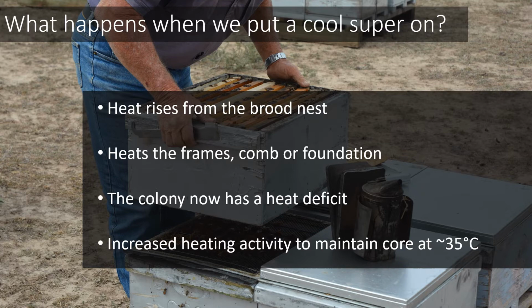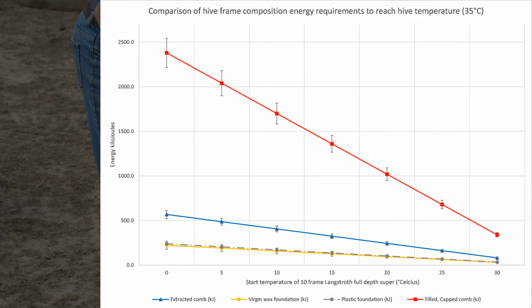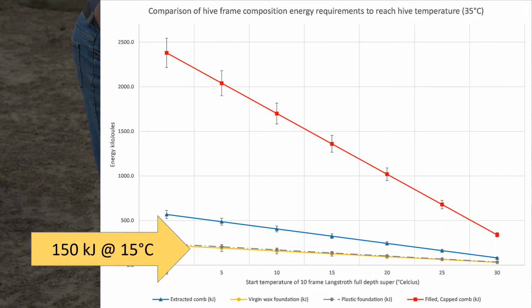Basically, this deficit means that they need to start doing some increased heating activity to help maintain that brood nest at around 35 degrees Celsius. Now, I wanted to know how much energy that took. So I did some theoretical calculations and we created a mathematical model. And basically what we showed was that heating up foundation, either plastic or wax, there's not much difference between the two, takes around 150 kilojoules to take a super stored at 15 degrees Celsius up to this optimal temperature of 35 degrees.